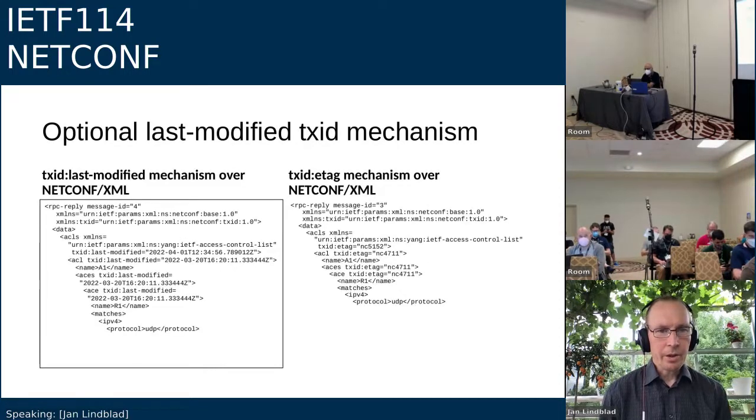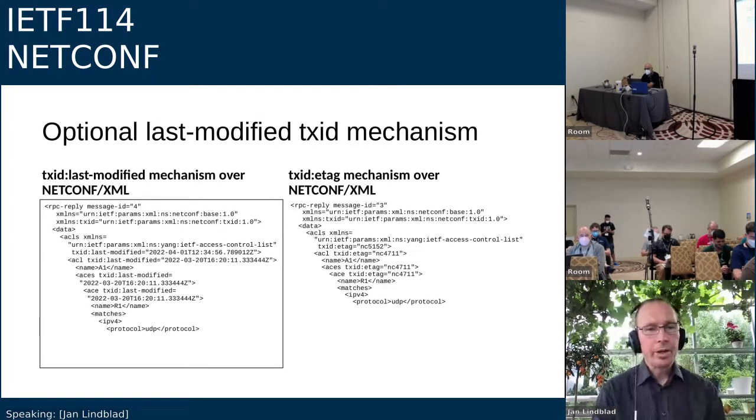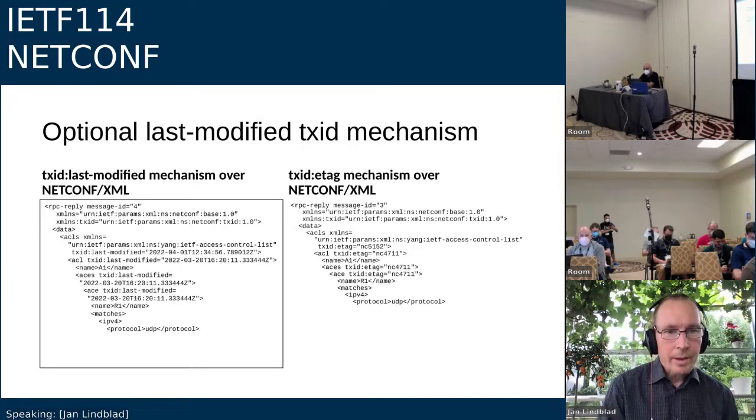So here you can see on the left, the colors went away. That was a pity, but okay. You can see here on the left a particular get config message reply, where you can see that last modified attributes are in there. If you look closely, the colors went away now, so it's kind of hard to see, but it says TXID : last modified and some date stamp in several places in this content.